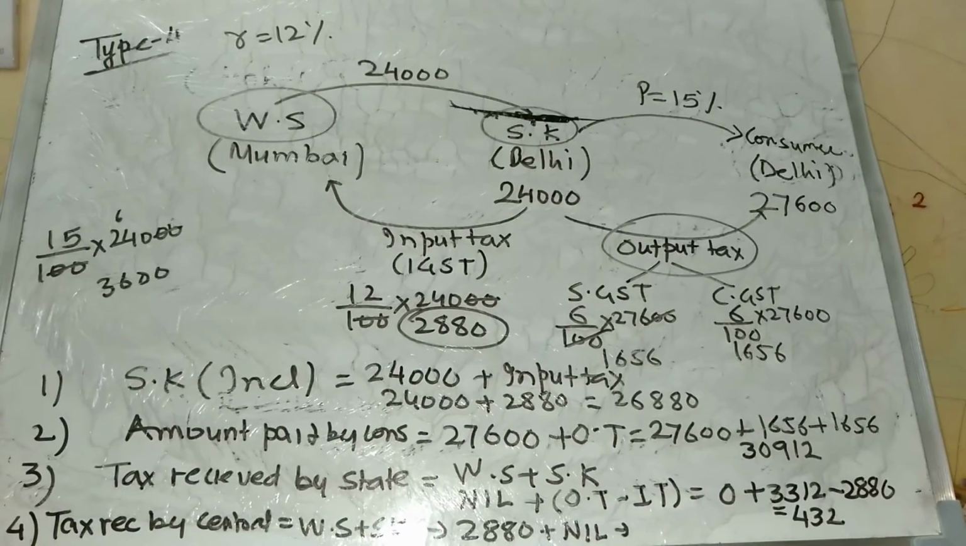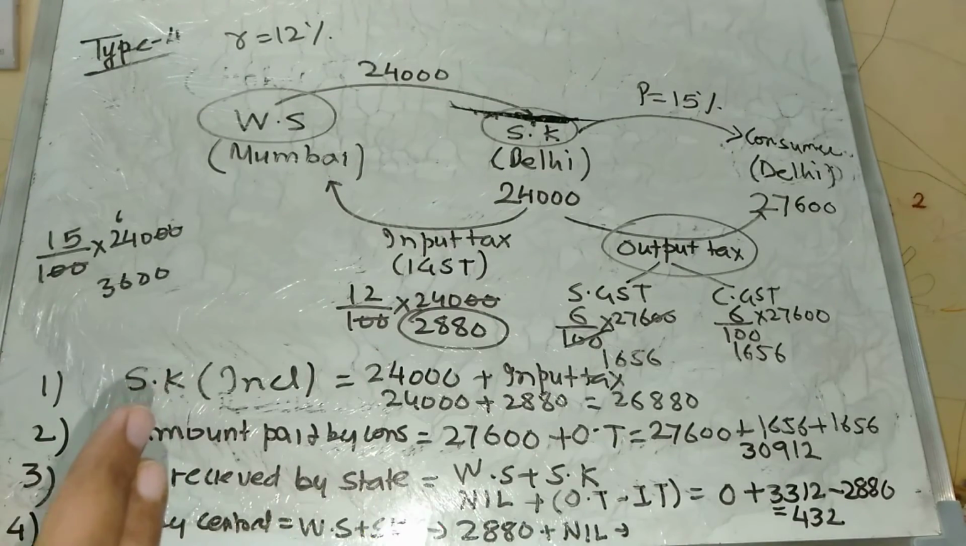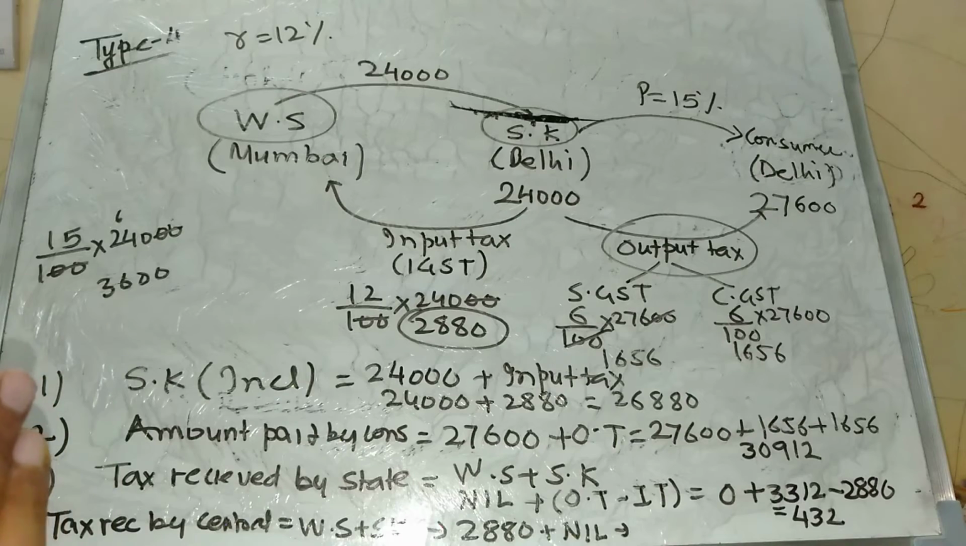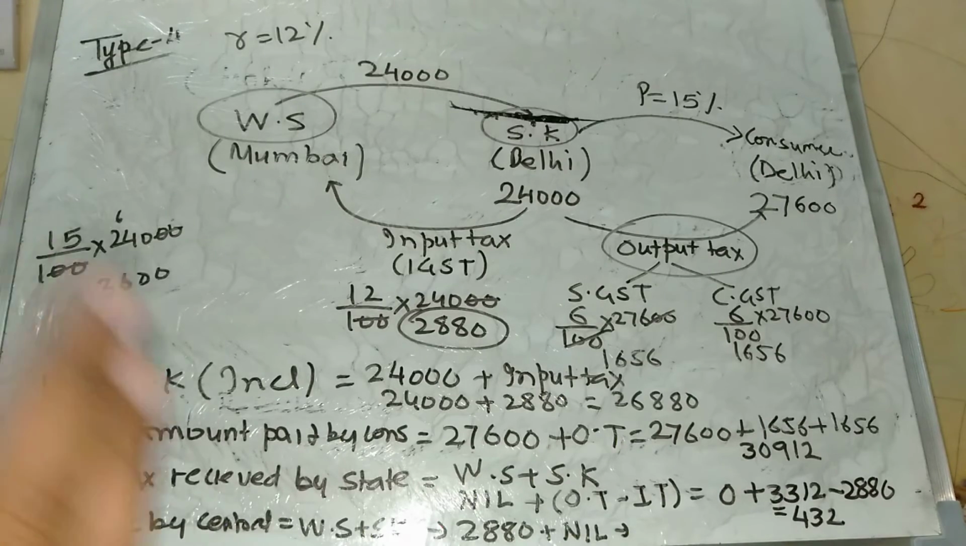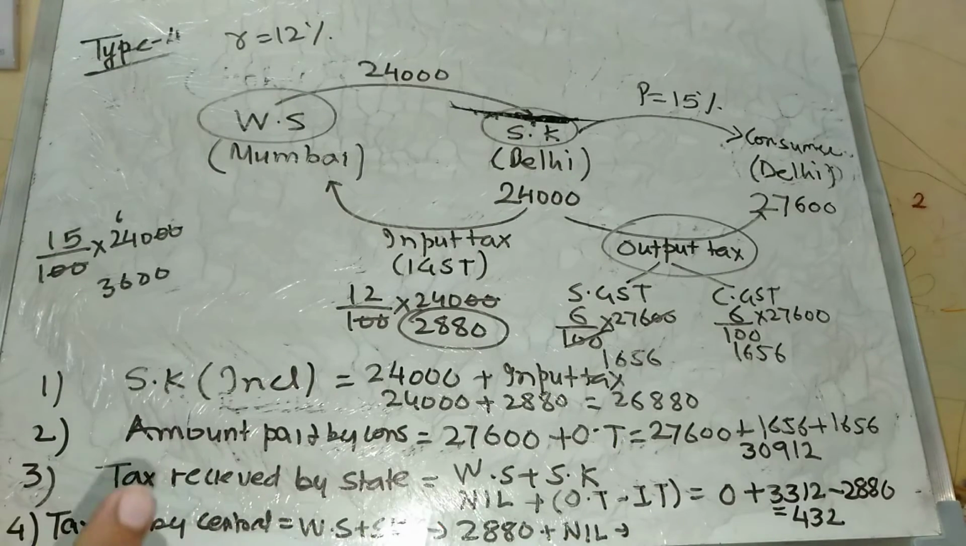central government, because here we have on the one side state government and the central government, and here on the one side we have the IGST. In this case, shopkeeper will pay nil, 0 rupees. So the total tax received by the central government will be 2880.